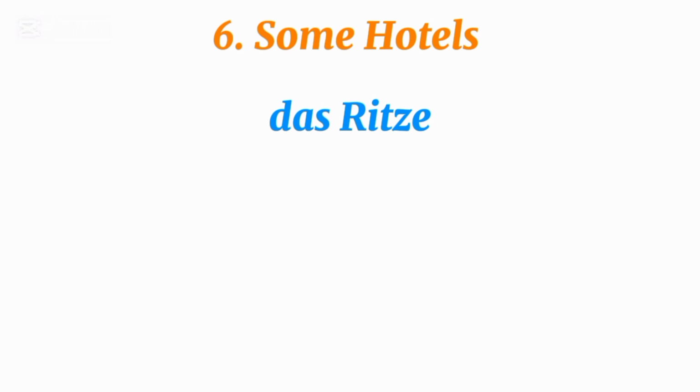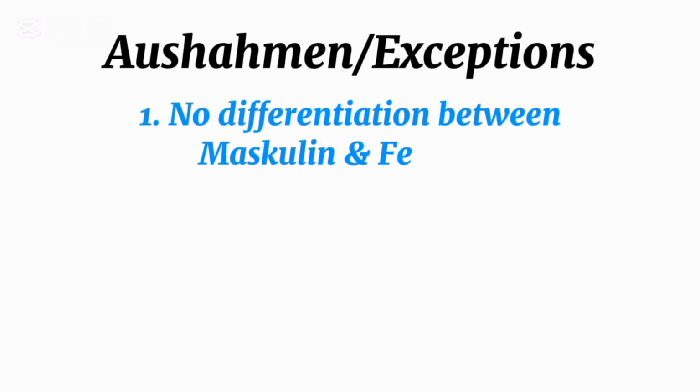Now, I want you to be keen here. All these rules apply, yes, but there are a few exceptions, okay? Ausnahmen. These exceptions don't follow the rules that we have been following to identify whether it is der, die, or das. These words don't follow these rules. The rules above are not followed. That's why we have the exceptions, okay? For example, no differentiation between masculine or feminine.